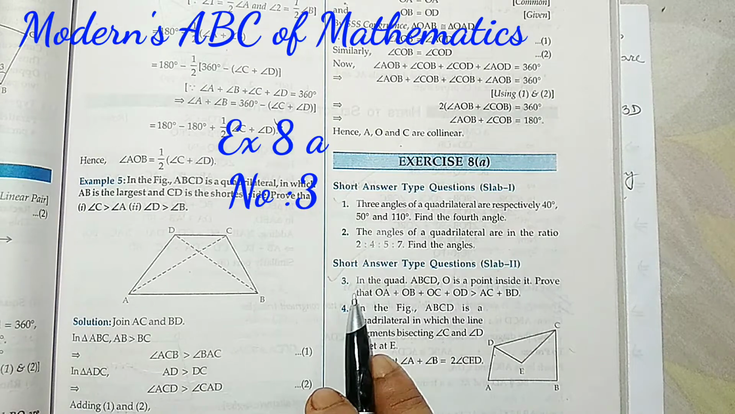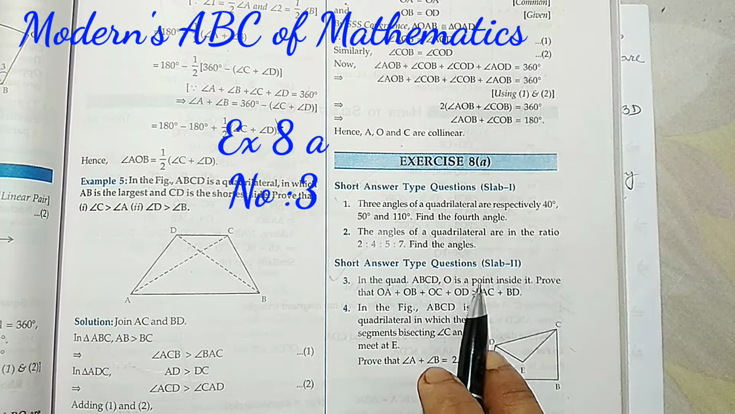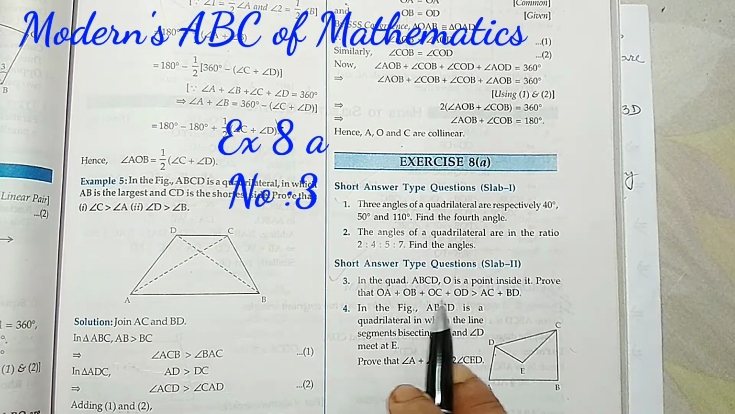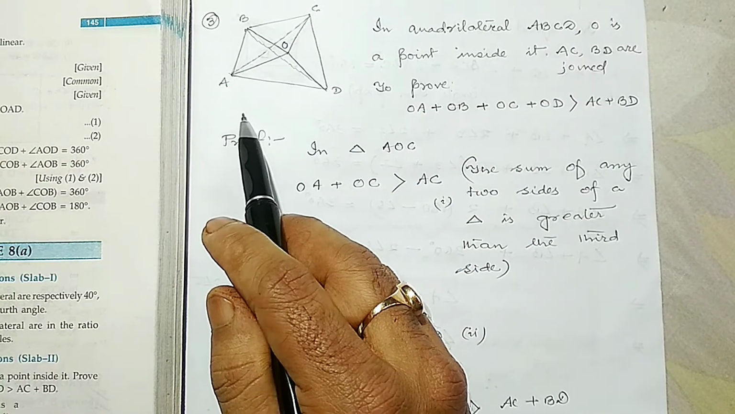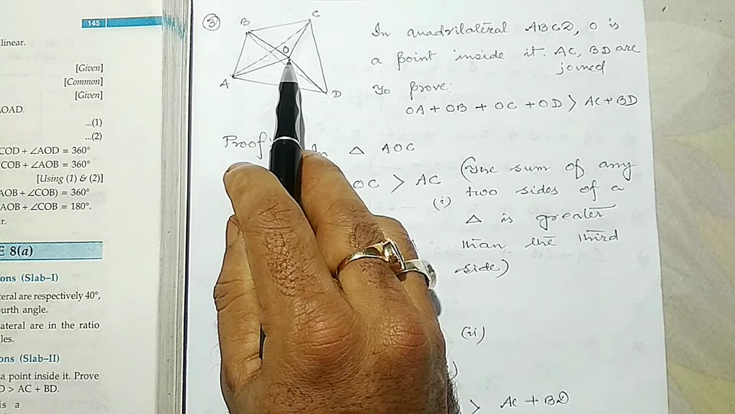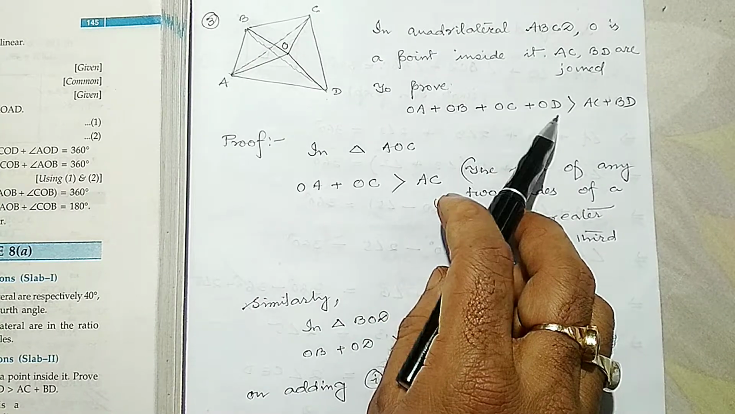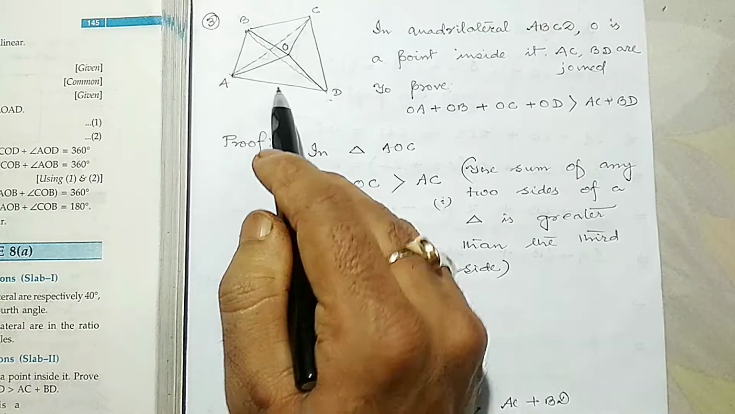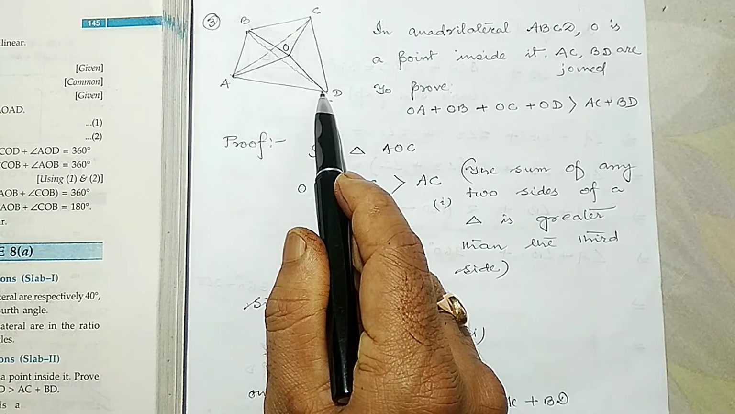In question number 3, it is given that in the quadrilateral ABCD, O is a point inside it. We are to prove that OA plus OB plus OC plus OD is greater than AC plus BD. Since no figure is given in the question, let me draw the figure. Suppose ABCD be the quadrilateral and O be any point inside it. Now, since OA, OB, OC, OD are required, we have to join OA, OB, OC and OD. And we have drawn two diagonals. AC is one diagonal and BD is another diagonal. These two diagonals are also drawn.